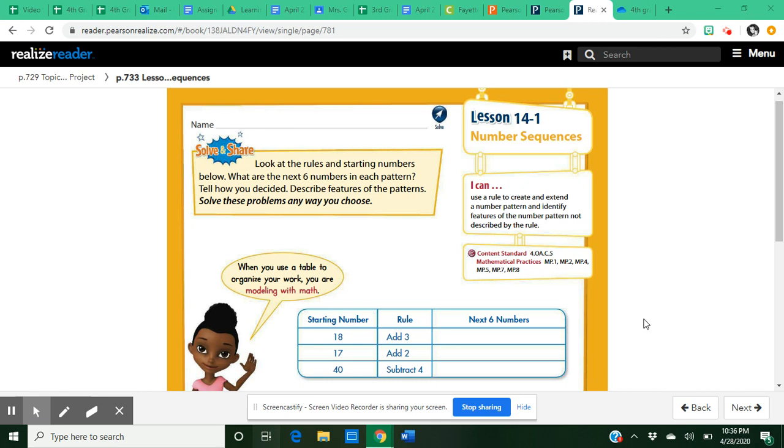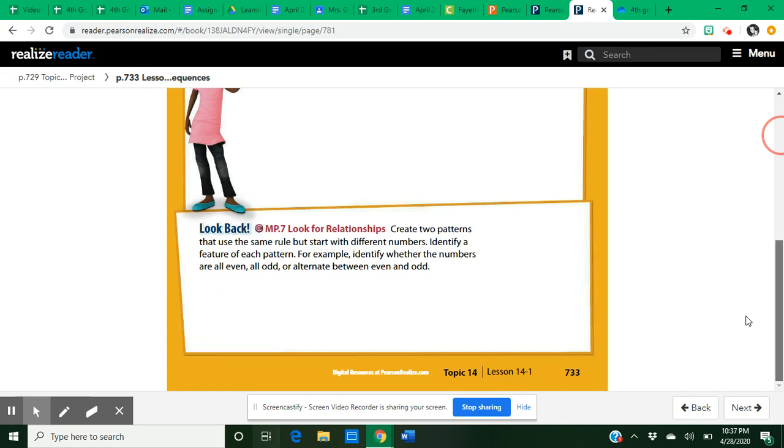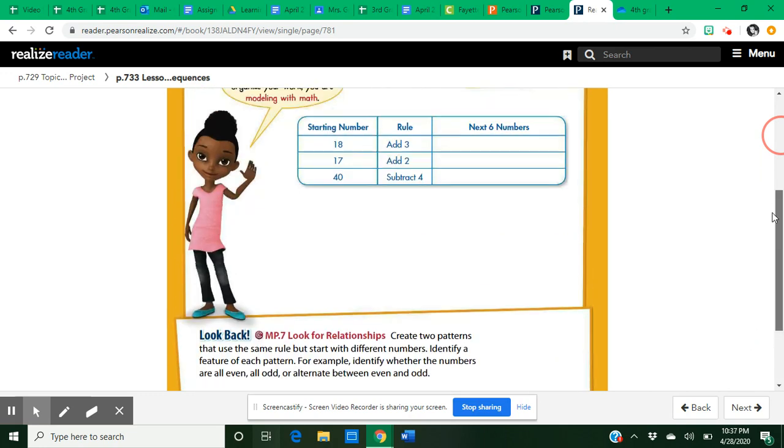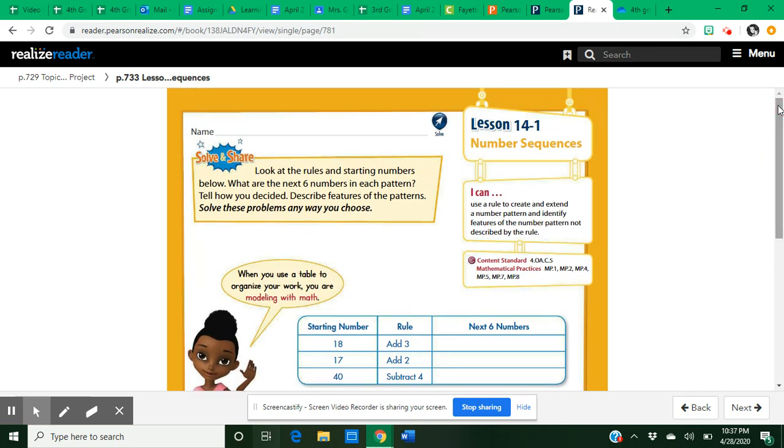Today for math, we are doing lesson 14-1 on number sequences. This is on page 733 of your workbook. I'll give you just a few minutes to get there.